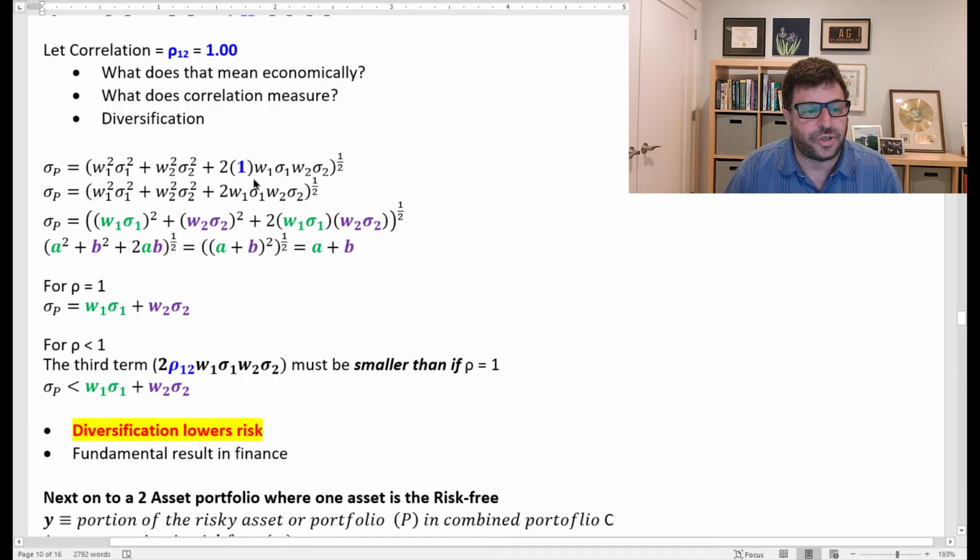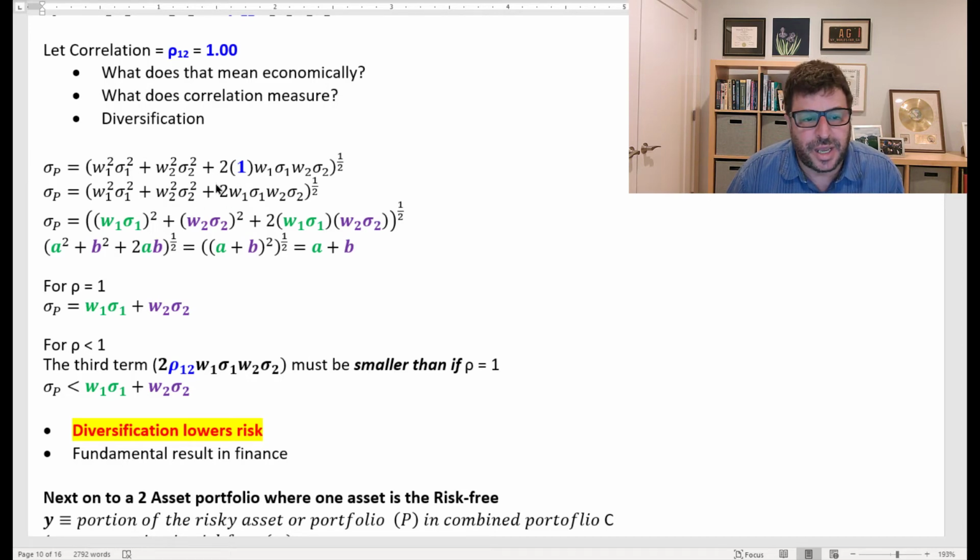So let's look at this equation and see what happens when we substitute 1 for the correlation coefficient. I'm just going to plug in a 1, and this is an extreme case. And so I get the weight of the first asset squared times its risk squared, weight of the second asset squared times its risk squared, and this correlation coefficient is 1, so it drops out, and so I'm just left with this. And I can recognize that this is W1 sigma 1 squared. A times B squared is equal to A squared times B squared. And I can see that this is W2 sigma 2 squared.